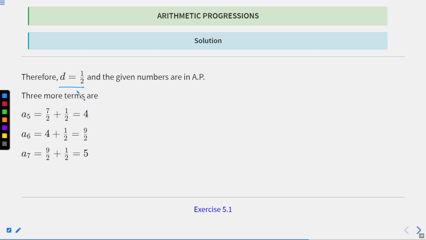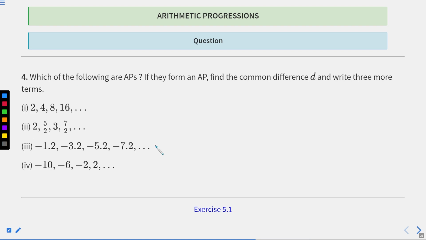And the 3 more terms are A5 is equal to 7 by 2 plus 1 by 2, that is equal to 4. And A6 is equal to 4 plus 1 by 2, that is equal to 9 by 2. And A7 is equal to 9 by 2 plus 1 by 2, that is equal to 5. Okay, now let us see the next problem. In the next one, we have been given minus 1.2, minus 3.2, minus 5.2, minus 7.2 and so on. Okay, so we have to check first.